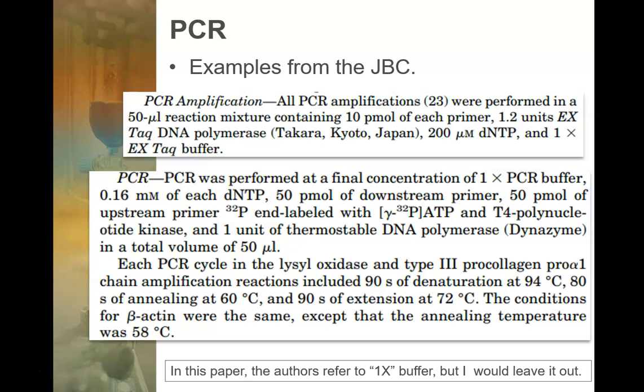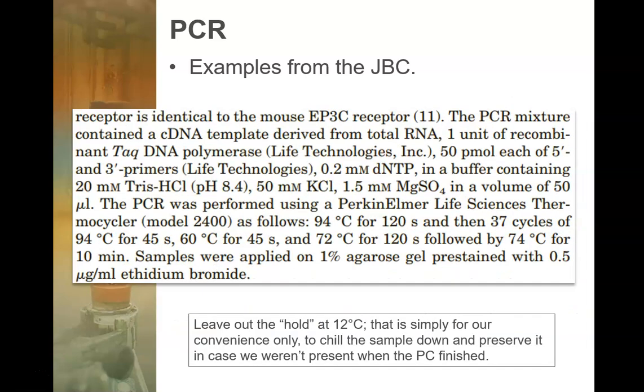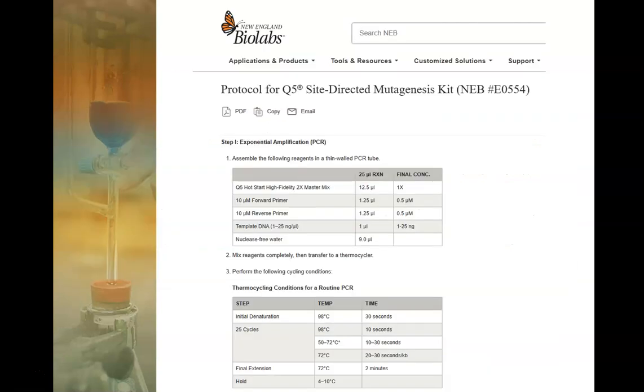More examples from the JBC, so I will let you do that on your own. Again, search for X. I don't want to see 1X, 10X, 6X. I don't want to see it. Delete it. More examples, and here's an example of how someone would report a PCR program. And again, notice that they didn't have the hold, so delete the hold.